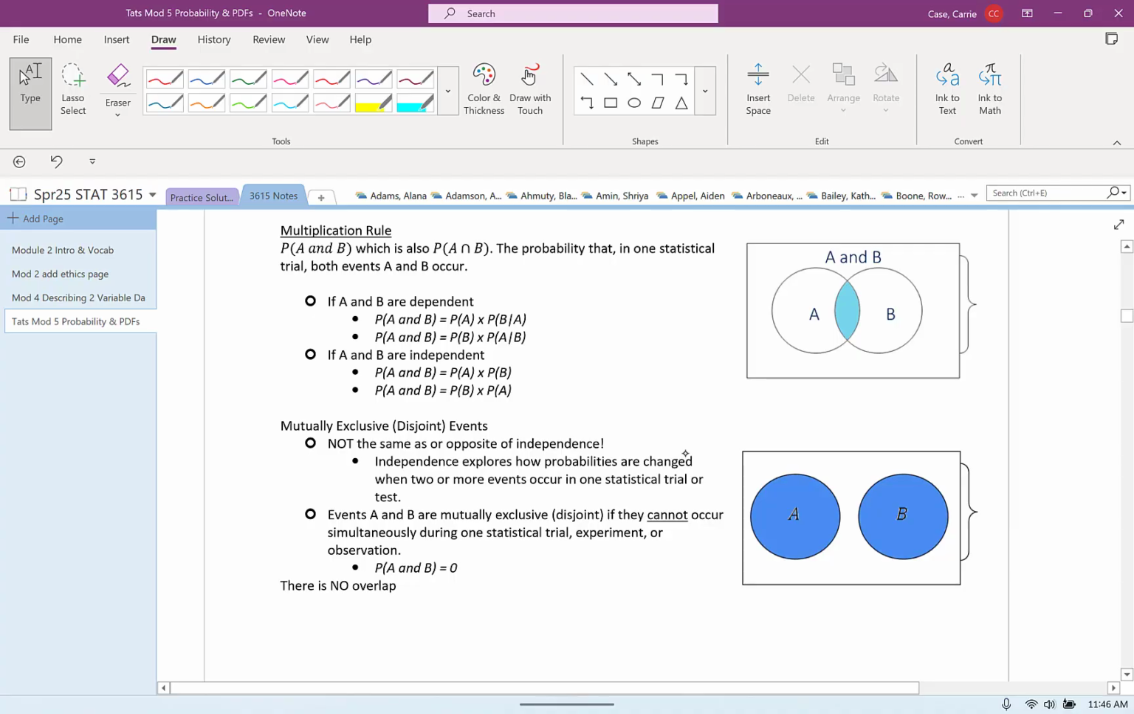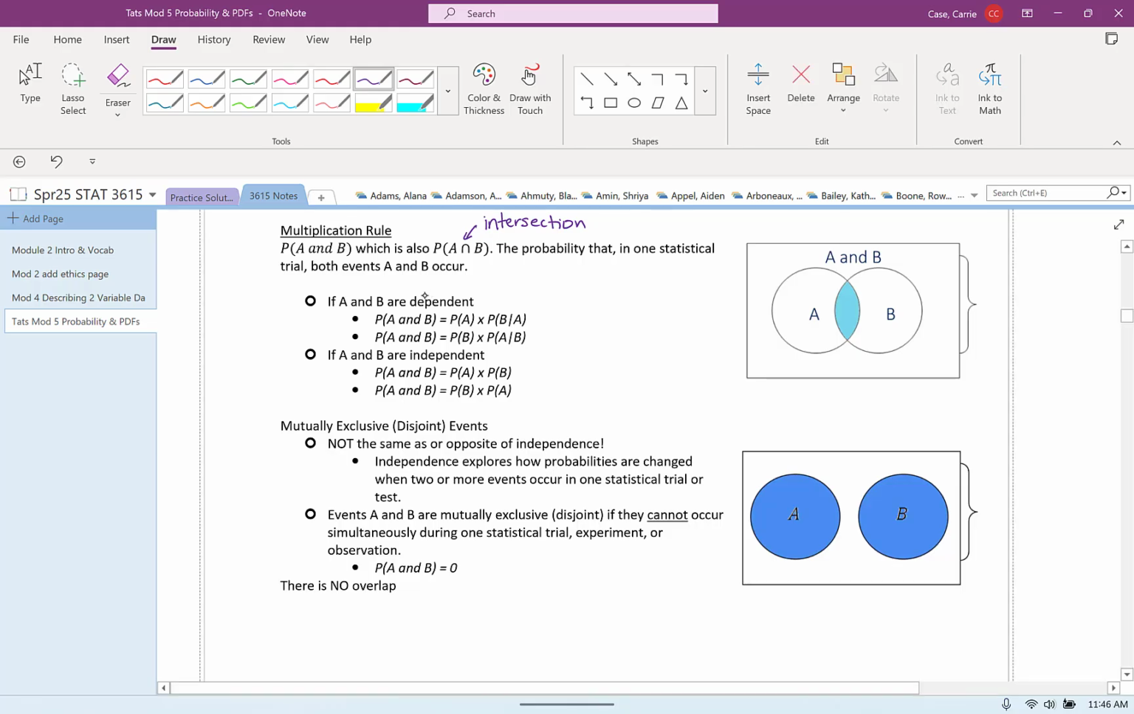All right, multiplication rule. The probability of A and B, which is also the probability of A upside down U, this thing means intersection, of B, is the probability that in one statistical trial, both events A and B occur. If A and B are dependent, the probability of A and B is equal to the probability of A times the probability of B given A, and vice versa. The probability of A and B is equal to the probability of B times the probability of A given B.